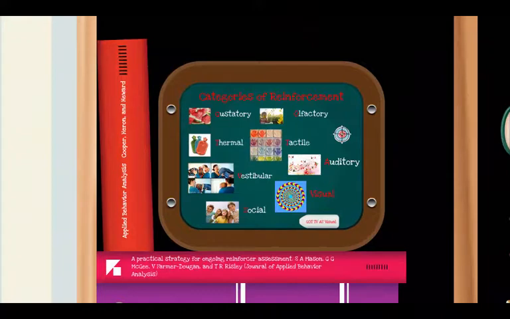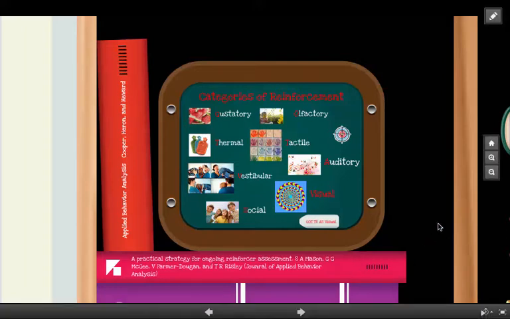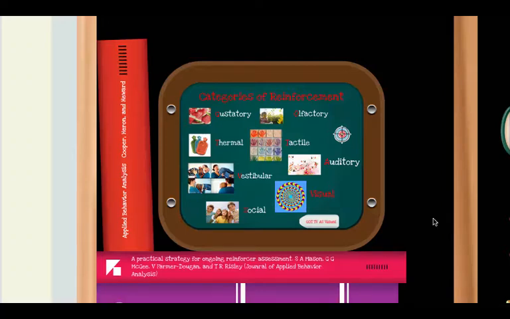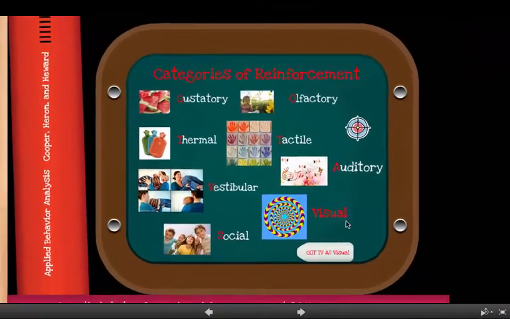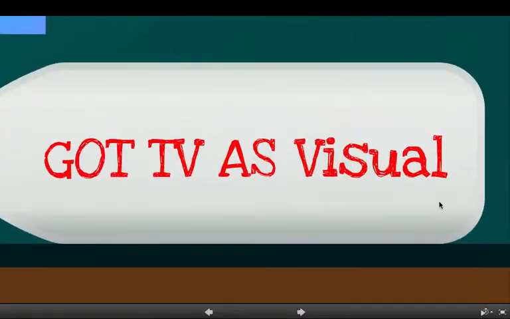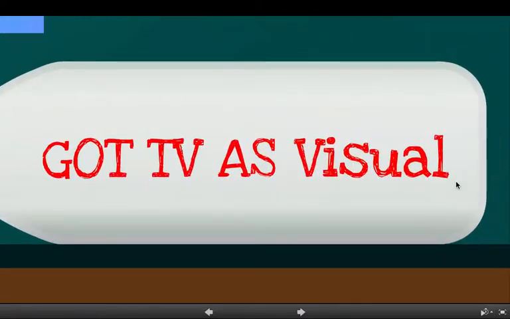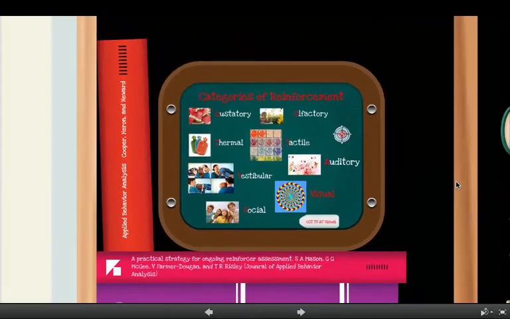Now, one of the things that I want to spend some time on is what's referred to as categories of reinforcement, because those things that strengthen our behavior can fall into a variety of different categories. And I'm going to name 8 of these categories for you. And I'm also going to give you a mnemonic device to remember all of these categories. And I'll give you a quick preview right away. But the mnemonic device is gut TV as visual. I just want you to recall that a little bit later.